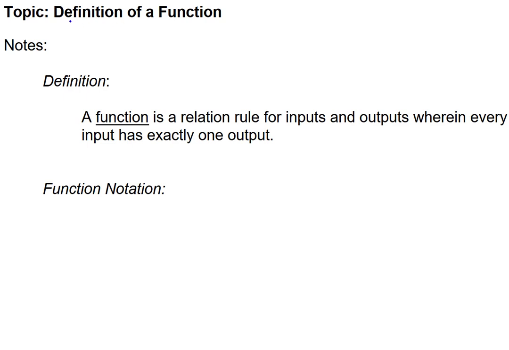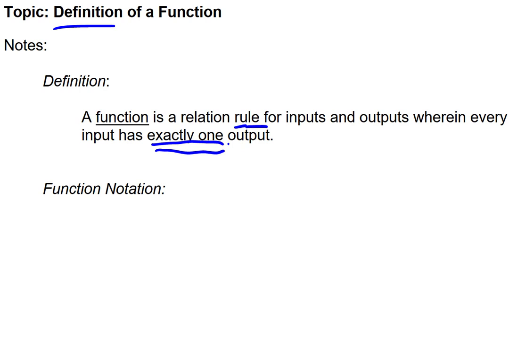This video is about the definition of a function, and we'll do this in a couple different ways. First, verbally, we could say this. A function is a relation rule for inputs and outputs wherein every input has exactly one output. Exactly one is the key phrase in that verbal definition.